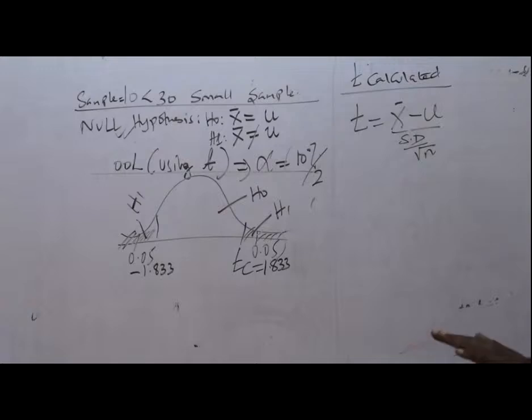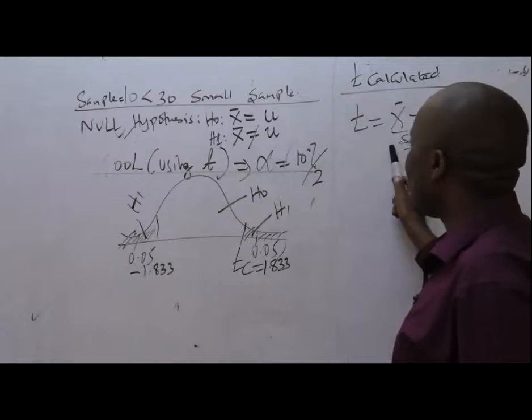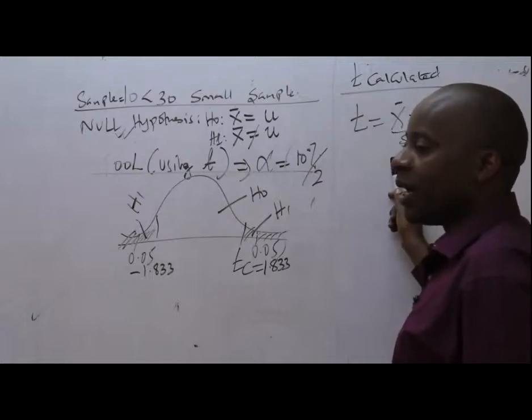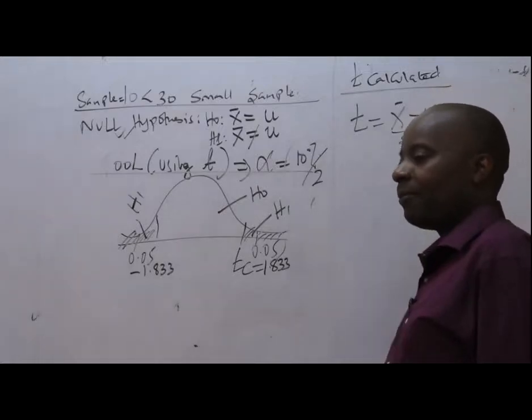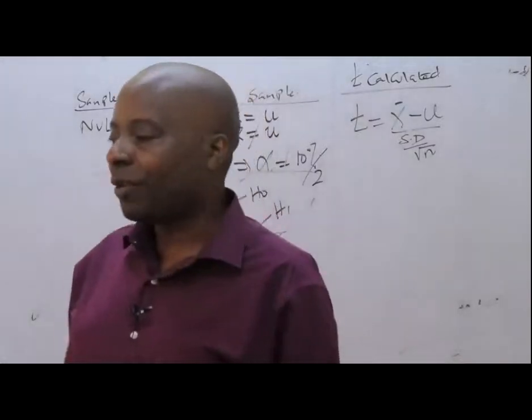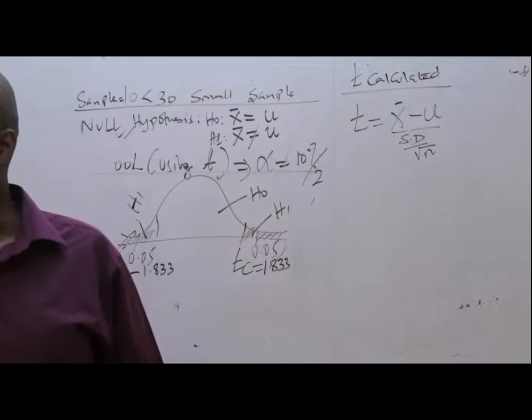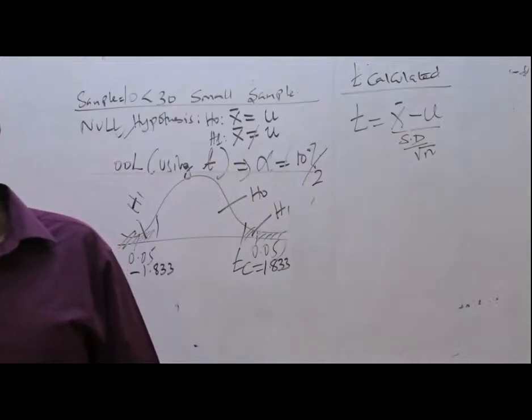But now you see, and this is why I like the CPA examiner. This time around, this examiner has not given you X bar. He wants you to calculate it yourself. He has not given you any parameter, so what we need to do is to write down the numbers.